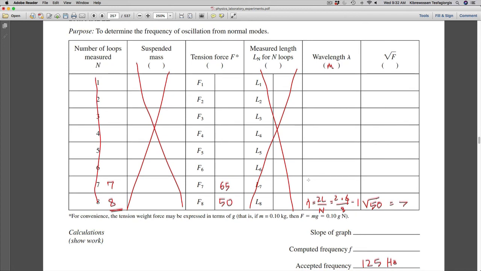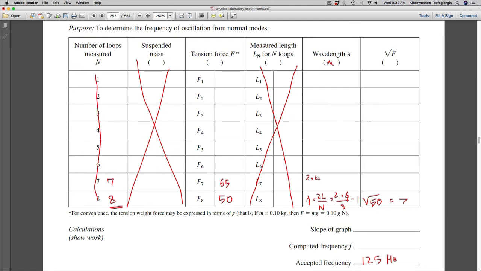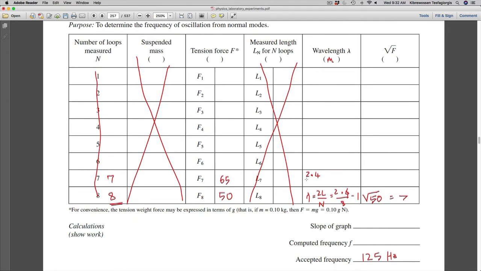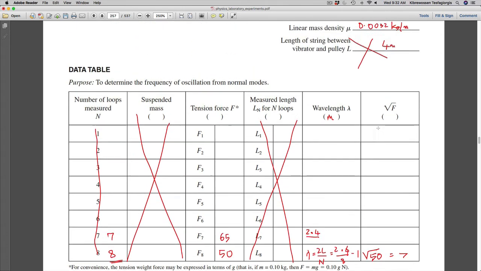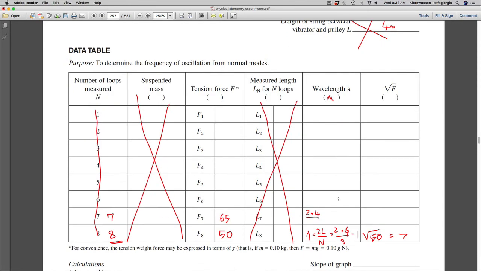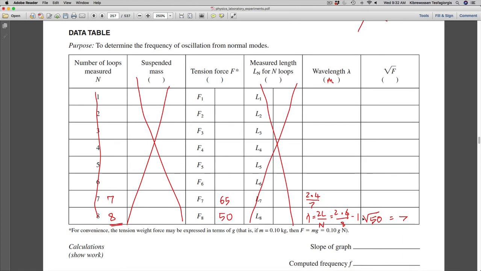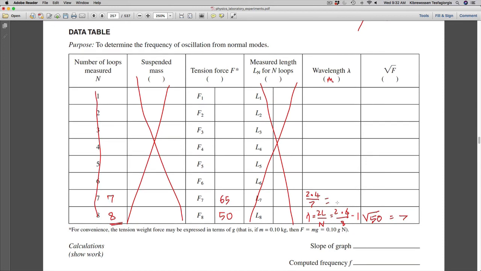Then how much would be your lambda? Your lambda is going to be 2 times 4. Again, don't ask me where I found 4. 4 came from the length of the string. Literally the length of the string is that much. Then divide that by the number of the loops. So I have 7 of them. Okay, so 2 times 4 is 8. 8 divided by 7, then you're going to put that value right here.